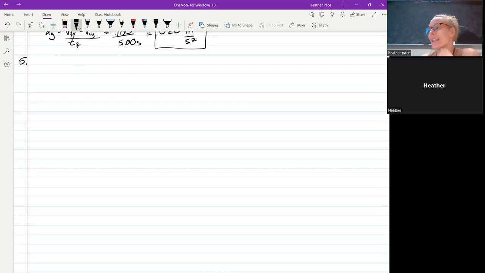A car is traveling east at 25.0 meters per second when it turns due north and accelerates to 35.0 meters per second, all during a time of 6.00 seconds. Calculate the magnitude of the car's average acceleration. Okay, so let's start by drawing what's happening here. So this is directional.